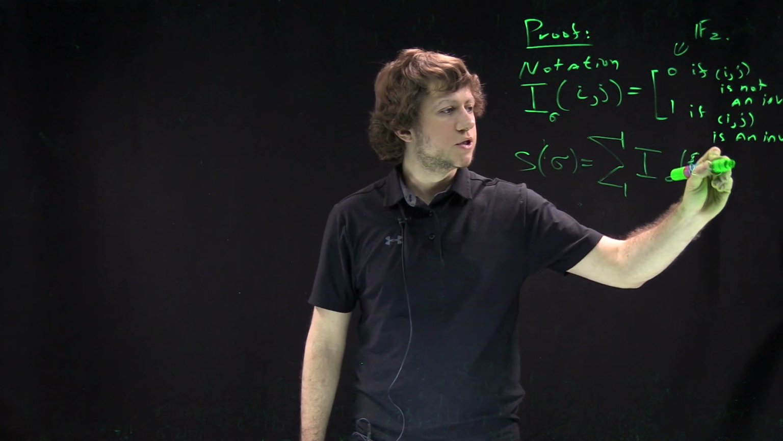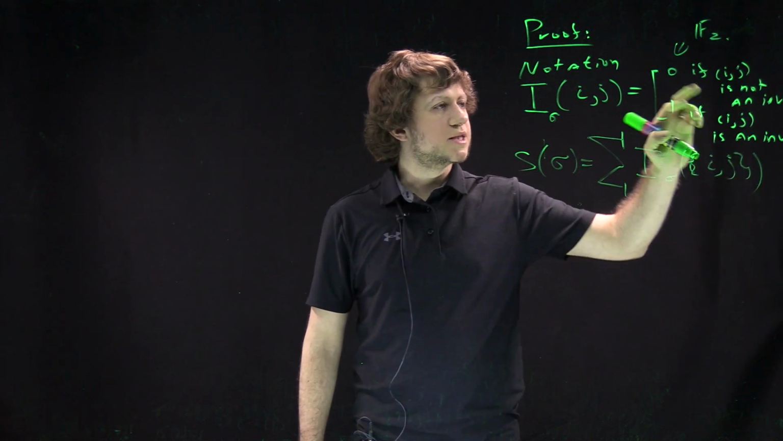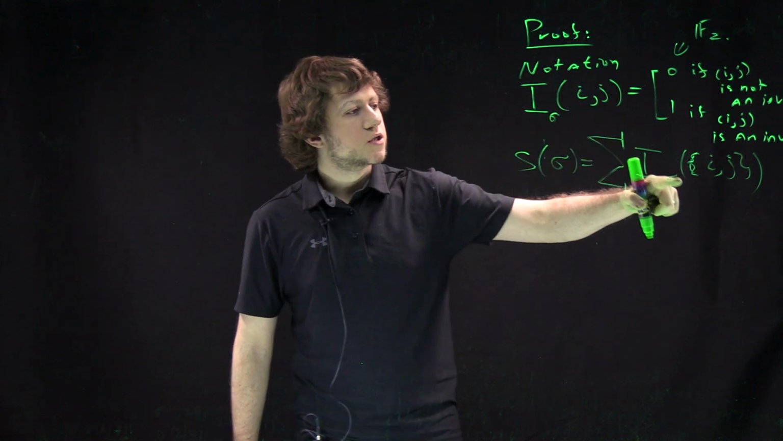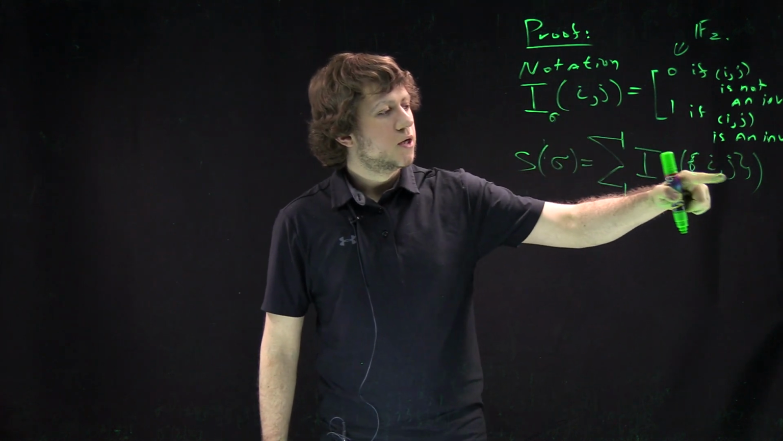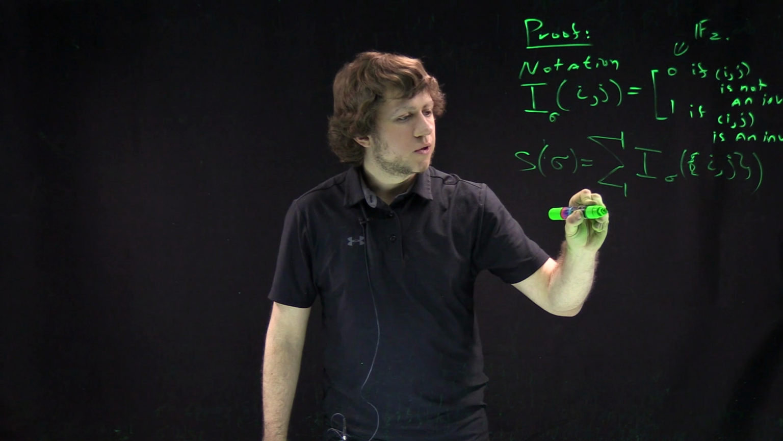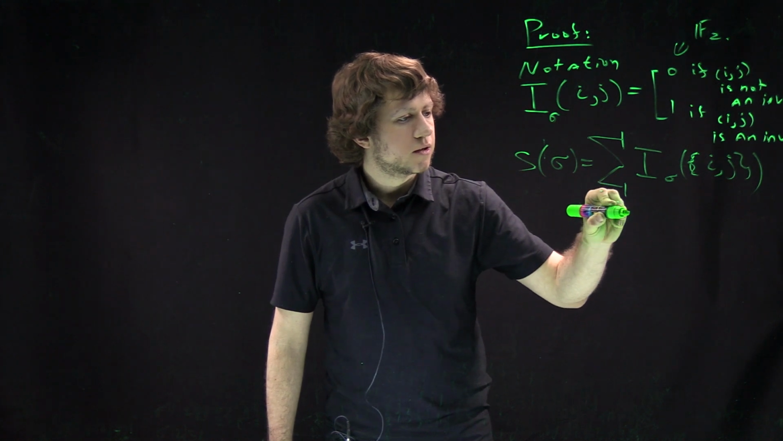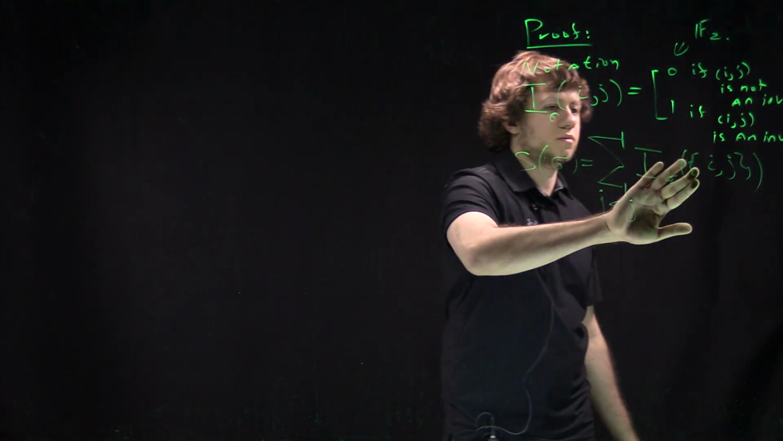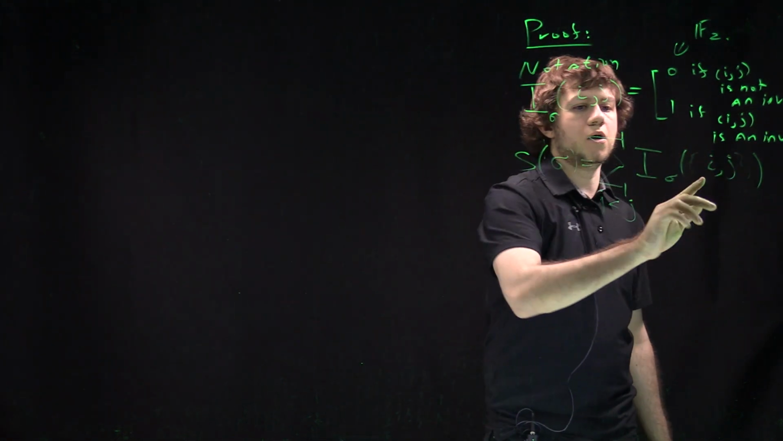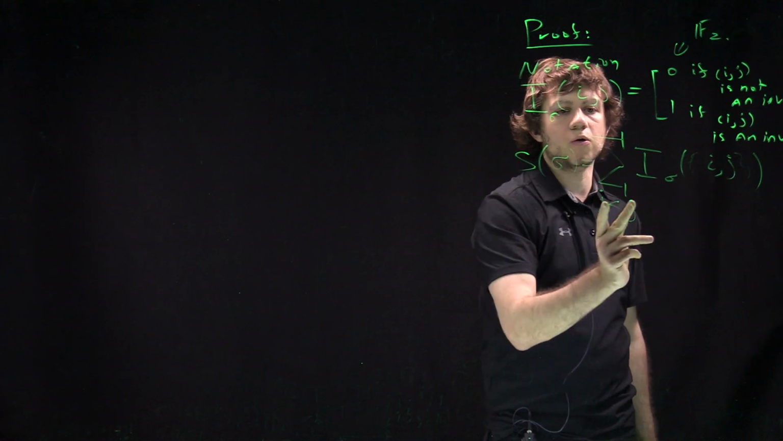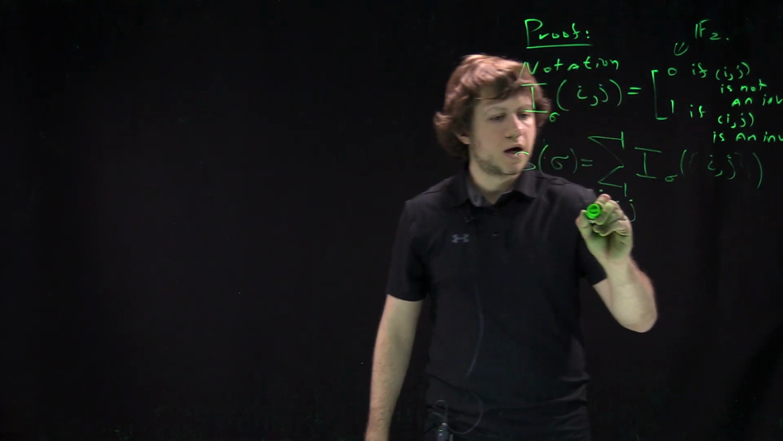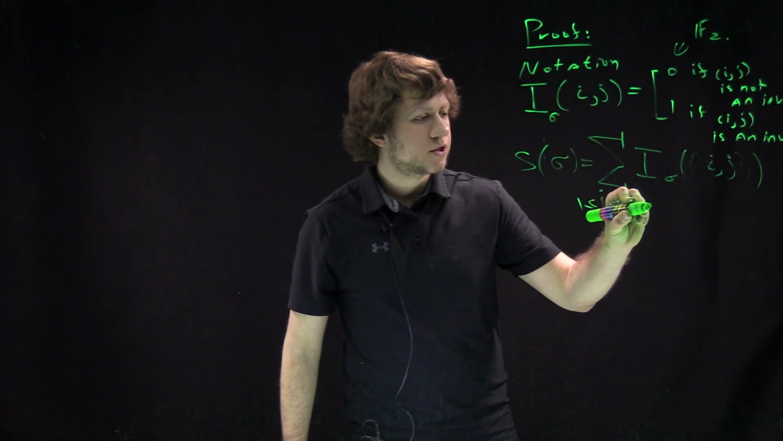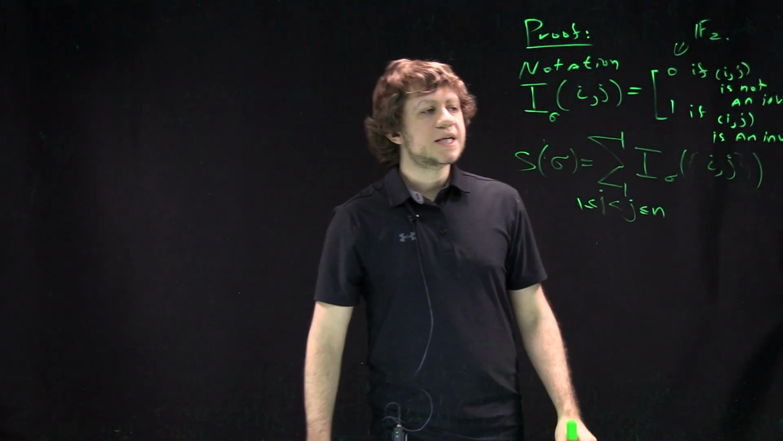I will denote it as I sigma of ij. We know that the sign does not depend on the ordering, so I will look at the pair ij over all i less than j. So I just sum the signs, these numbers I sigma of ij, over all pairs where i is greater or equal than 1, j is lesser or equal than n. So why is that the case?